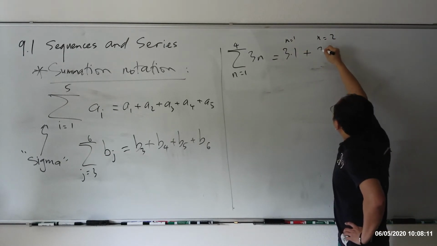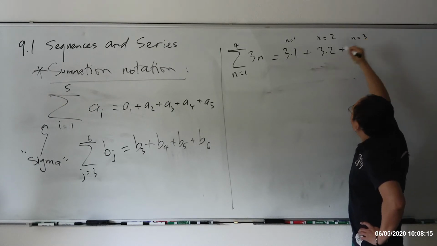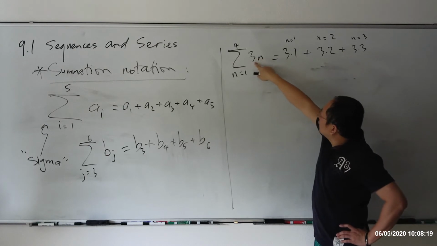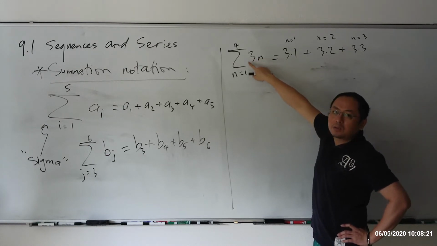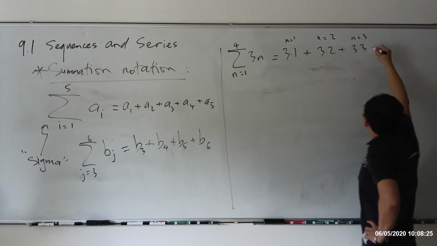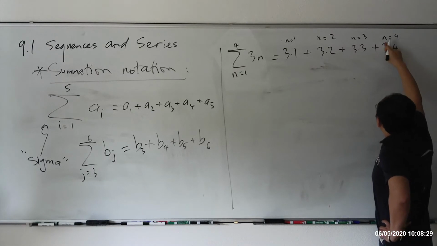The next term is going to be 3 times 2. And now move on to n equal to 3, I get 3 times 3. See? n is 1, 3 times 1. n is 2, 3 times 2. n is 3, 3 times 3. And how long are we going to go? All the way to n equal to 4, 3 times 4. And then you can calculate the sum.